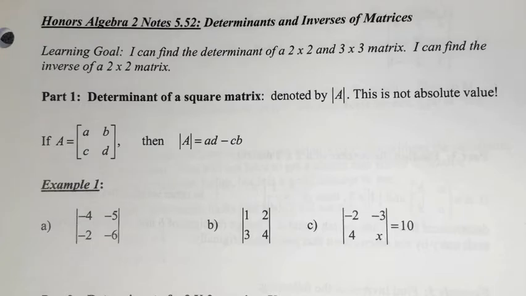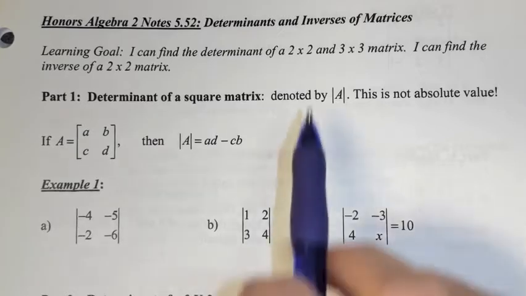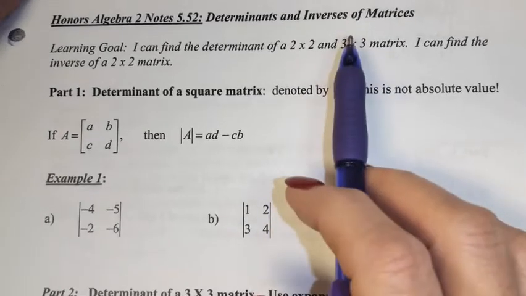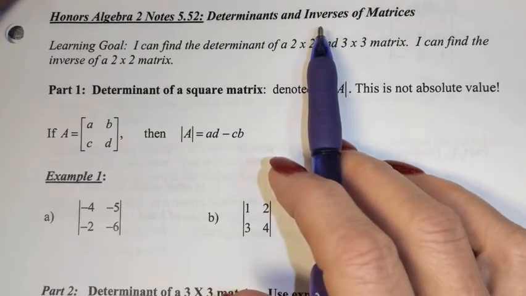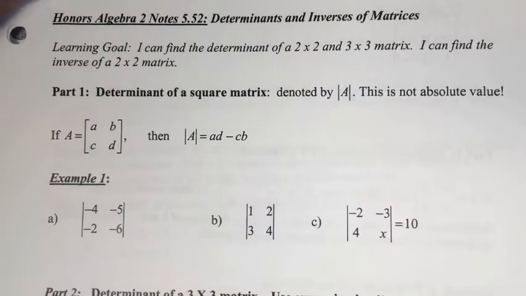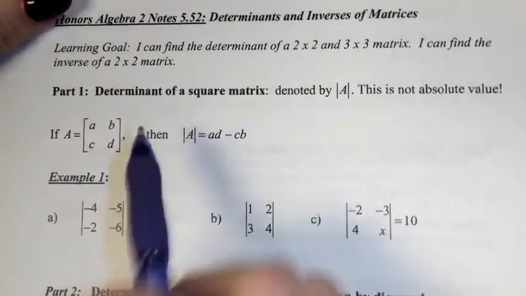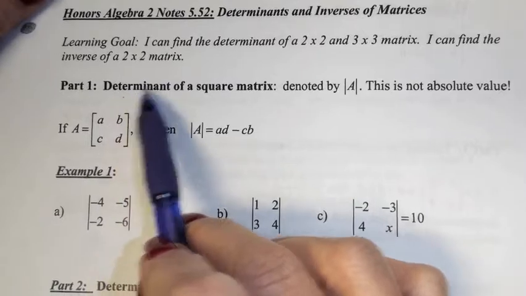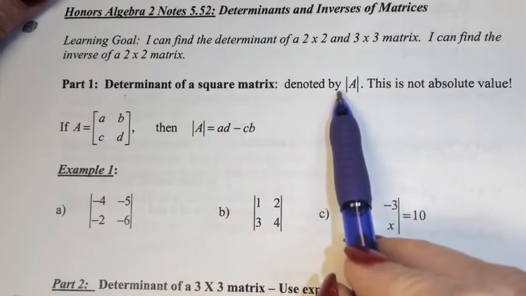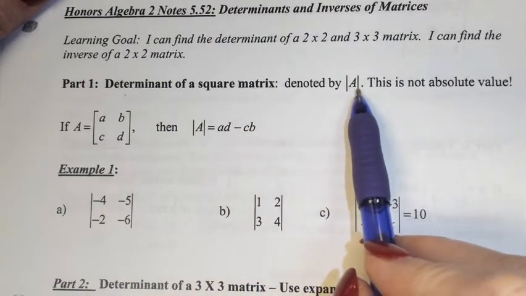Okay, today we are looking at section 5.52, and we're going to be looking at how to find determinants and inverses of matrices. We're only going to be doing this for 2 by 2 matrices and for 3 by 3 matrices. They have to be square matrices, meaning 2 by 3 is not square because the numbers don't match.